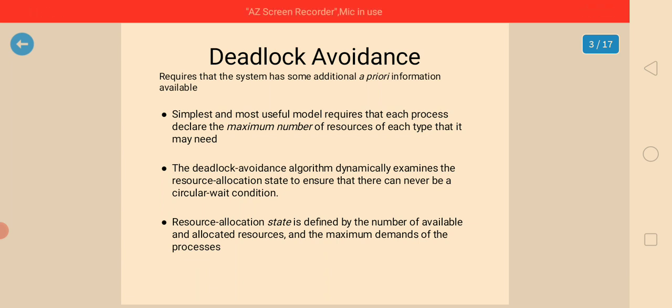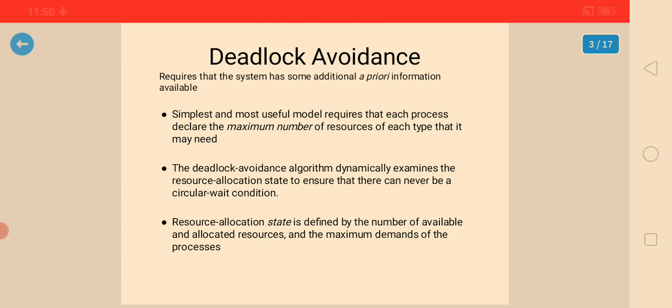It needs additional information, like how resources should be used. Meaning, which process is going to hold which resources. That additional information we need to collect. Then the simplest and most useful model is that each process declares the maximum number of resources of each type that it might need. So it is very easy to identify it.